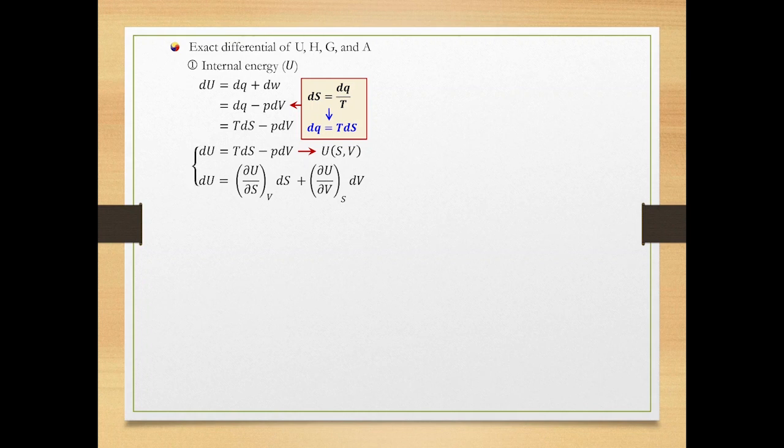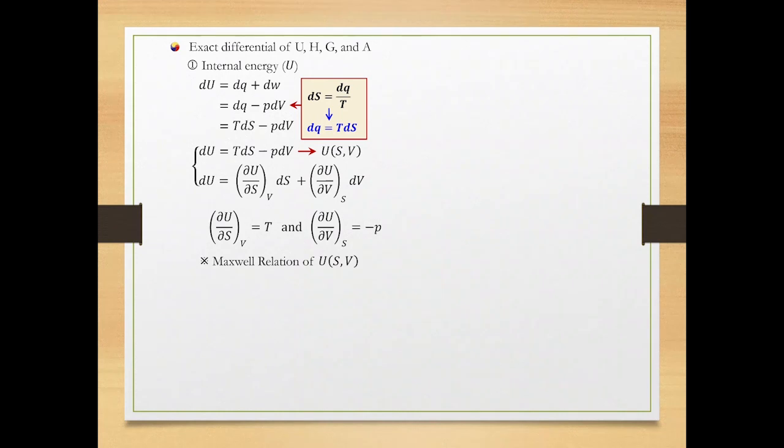Compare these two differentials. dS and dV are present in both equations, which implies that the partial derivative of U with respect to S is equal to T, and the partial derivative of U with respect to V is equal to negative P. Check the total differential of internal energy above. Take note that internal energy is a function of two independent variables, entropy and volume.